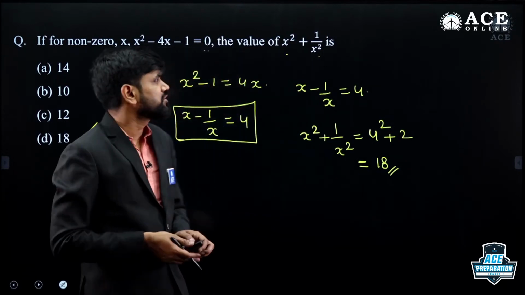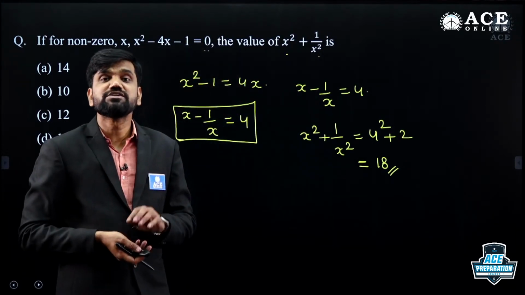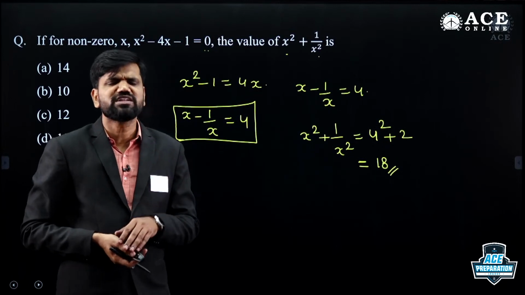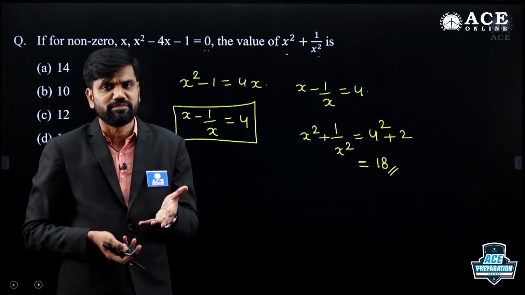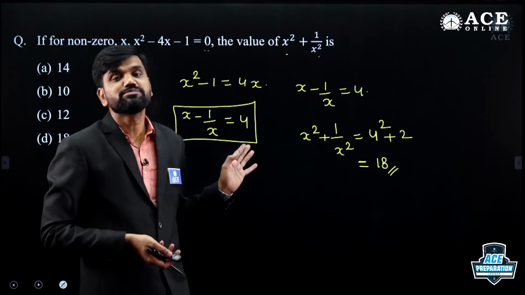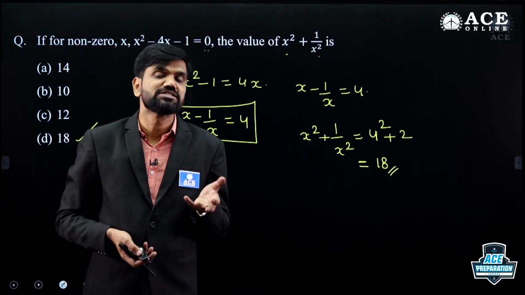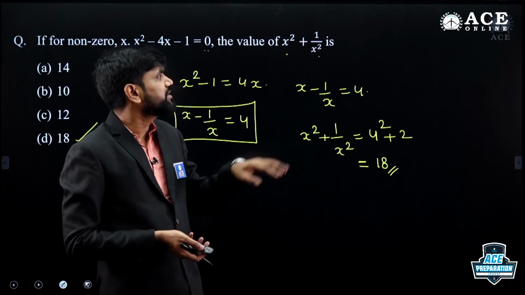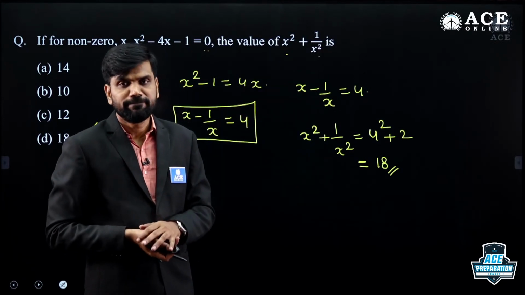So sometimes they will ask you for x plus 1 by x, sometimes they will ask you for x square plus 1 by x square or x cube plus 1 by x cube, whatever it may be. First your target should be to ensure that you are getting the value of x plus 1 by x or x minus 1 by x, depending on the requirement in the question. Getting the logic?